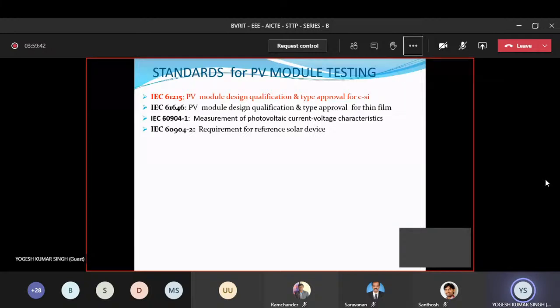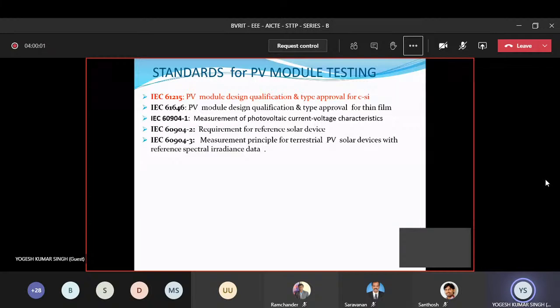Then IEC 60904-3, which basically covers the measurement principles of PV solar devices and the reference spectral irradiance data. So the spectral irradiance is also important for the module. We will discuss this on the slide.